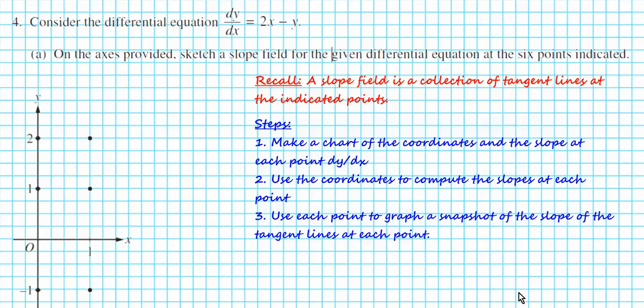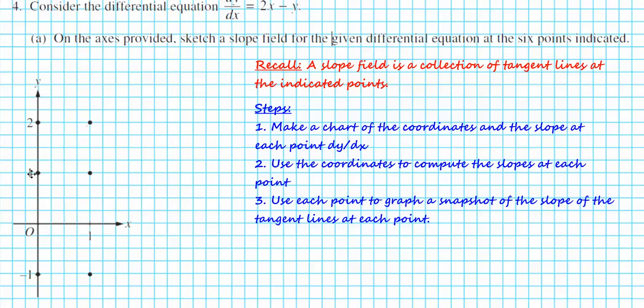All right, question 4 reads, consider the differential equation dy/dx equals 2x minus y. Part A: on the axes provided, so this coordinate system that's provided here, sketch a slope field for the given differential equation at the 6 points indicated. Okay, so we have 6 points, 1, 2, 3, 4, 5, 6. Now what you want to recall is that a slope field is a collection of tangent lines at the indicated points. The whole idea here is just to give you a snapshot as to how the tangent line is behaving at certain points on the coordinate system.